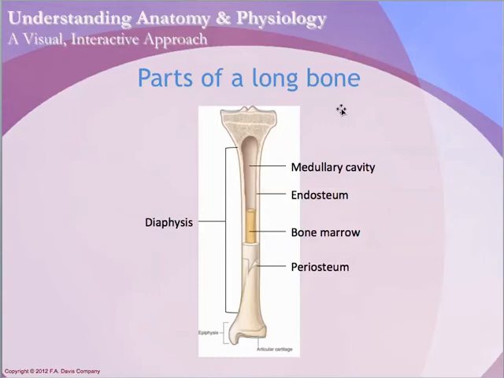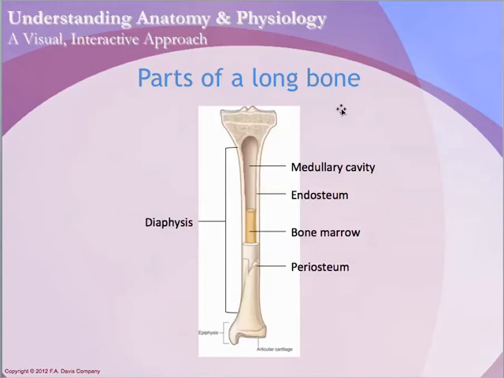Then we have the periosteum. That's a dense fibrous membrane covering the diaphysis. Some of the fibers of the periosteum penetrate the bone, whereas other fibers weave together with the fibers of tendons to ensure a strong connection between muscle and bone. The periosteum contains bone-forming cells and blood vessels, making it a crucial part for bone survival.